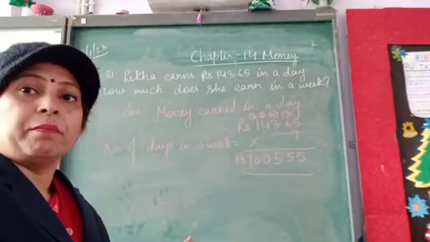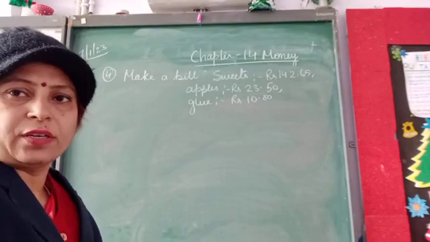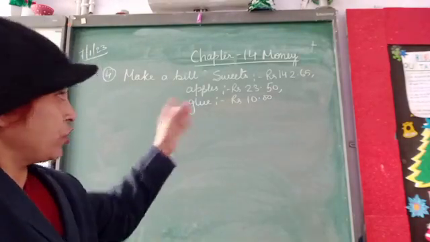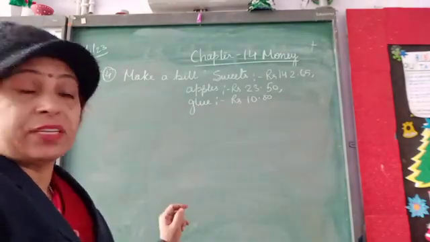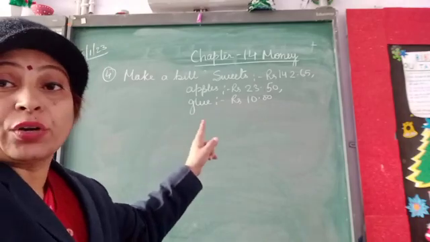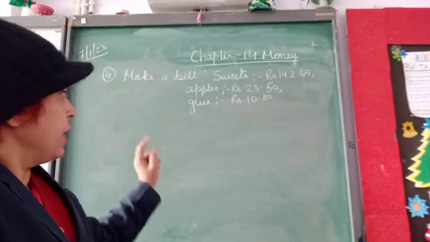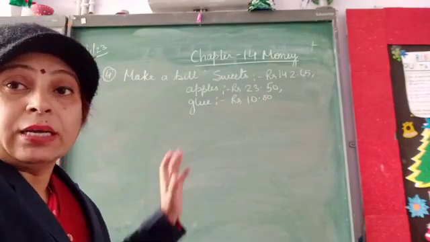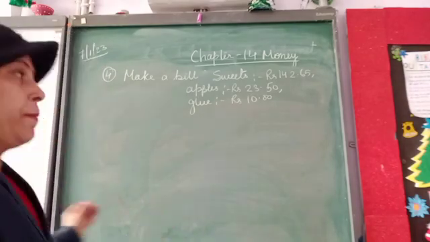Now we will make a bill also. Now children, you have to make a bill. You went to a market and you purchased all these things: sweets, apples and glue. The cost of each item is given to you. Sweets 142 rupees 65 paisa, apples 23 rupees 50 paisa, and glue 10 rupees. So how much you spent in the market, that you have to make up for that bill, and bill means you have to do addition.